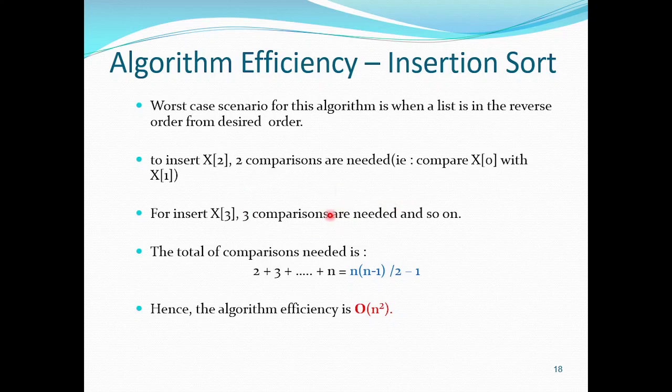So the comparison keeps going on, and it becomes 2 plus 3 plus so on until n, which is n times n minus 1, divided by 2. This will be the formula for the efficiency. Then the insertion sort applies big O notation. So it is n squared, and removing the coefficient, the algorithm efficiency is O(n squared).